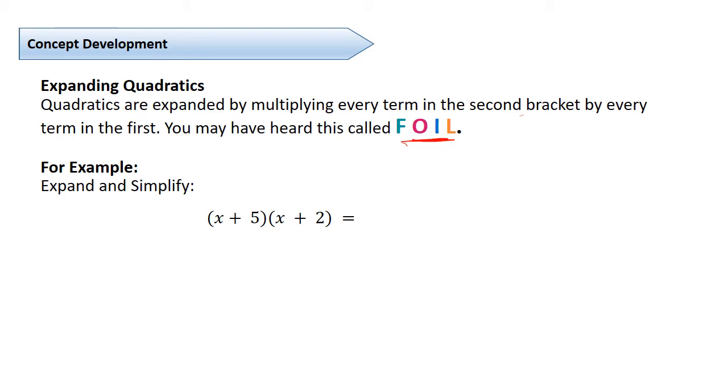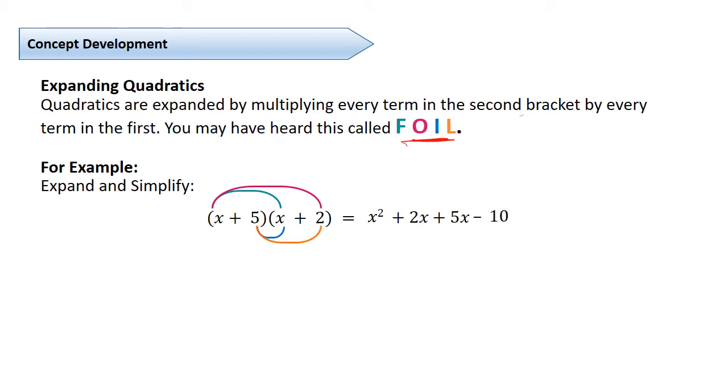First terms multiplied together. So we have x times x, okay? And then we're going to do the outer terms. So x times 2 to get 2x. The inner terms, so we're going to have x and 5, or 5 and x, I suppose, makes sense that way around. And then the two last terms, so 5 and 2. Fantastic.